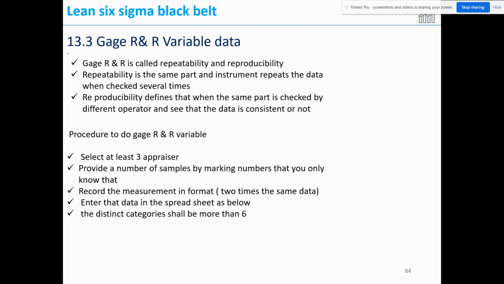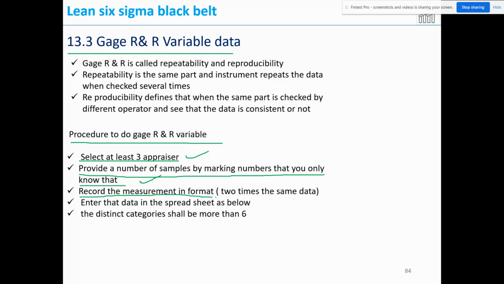So next we are going to see gauge R&R for variable data. The procedure to do gauge R&R variable is to select three appraisers. There are three appraisers, providing a number of samples by marking numbers that only you know. That means you know the actual measurement, as well as which number is which. Then record the measurement in the format, 2 times the same data. Enter the data in the spreadsheet as below.